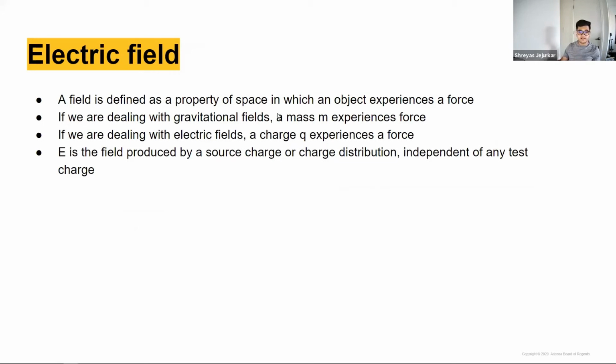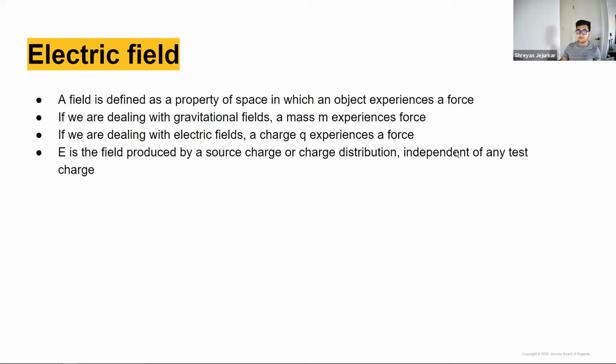Now, electric field is defined as a property of space in which an object experiences force. So the electric field is just present in space, and any charged object within the electric field will experience a force. Like I used the gravitational analogy earlier. For dealing with a gravitational field, a mass m experiences a force, but if we're dealing with an electric field, a charge q experiences a force.